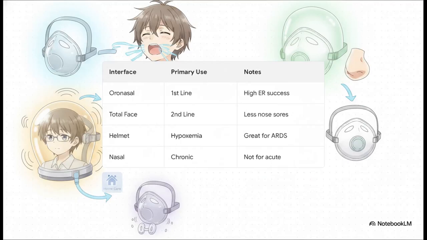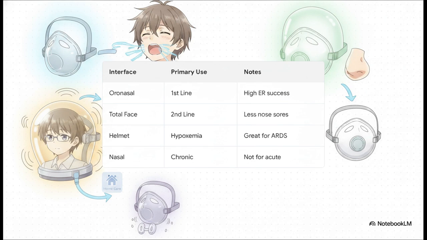Based on clinical guides like those from Vigan España, we have a very clear hierarchy of masks. The oronasal mask is your absolute, undisputed first-line go-to for acute respiratory failure in the emergency room. These acute patients are air hungry, right? They naturally breathe through their mouth to minimize nasal resistance, so this mask easily boasts the highest success rates.